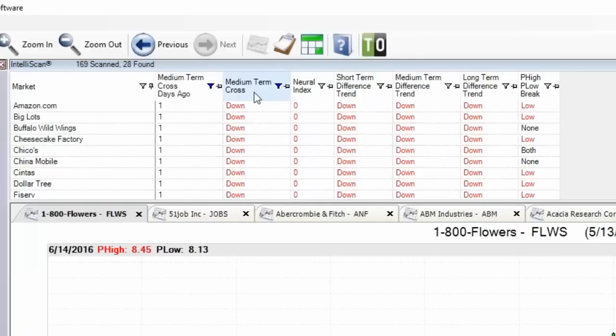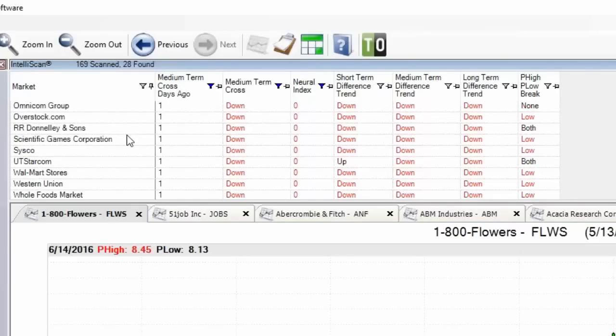But you can scan through these conditions. We want a crossover to the downside. We want a new opportunity here. We want that neural index to be matching, right? Those are the 3 conditions that we really look for. So out of 169 markets, we've already narrowed this down to 28 markets to look for opportunities to trade today.